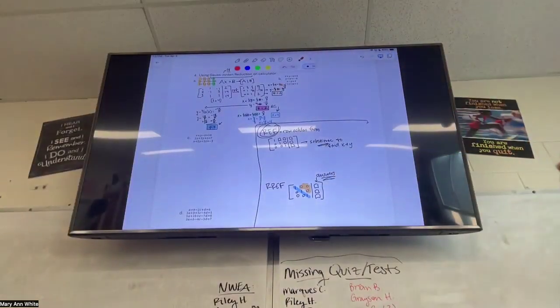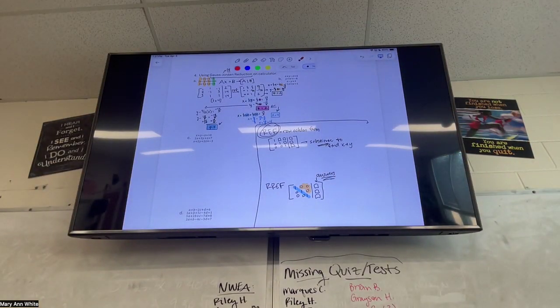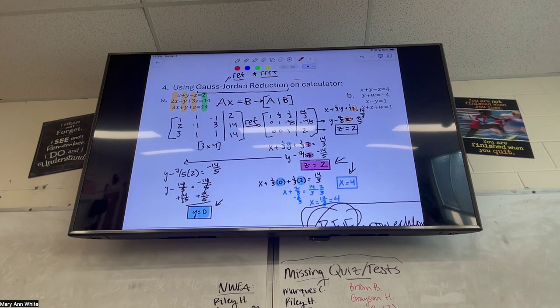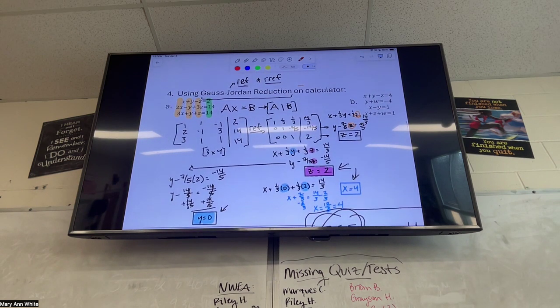So we did 4, and I think we were kind of rushing it there at the end. So let me just review for a second. I made you use the REF button. Does anyone remember the difference between REF and the RREF? Row echelon form, row echelon form. Good. Nikki, what you got?